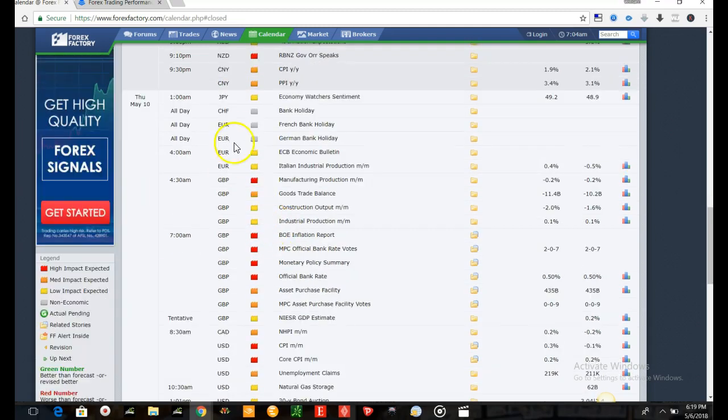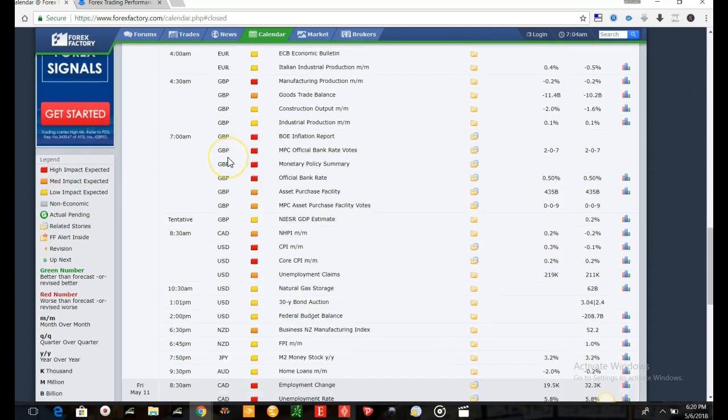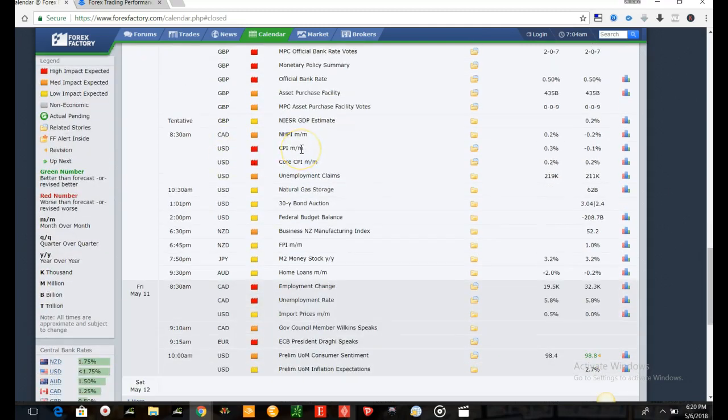So Super Thursday, we've got bank holidays across Europe, so it'll be a slow day for the euro, maybe till we get to the US session. It will be a big day for the pound. We've got the CPI also on Thursday in the US, and Friday we have unemployment change and unemployment rate on the CAD. So a bit of news this week. I'm looking forward to getting back in on the action starting this week.